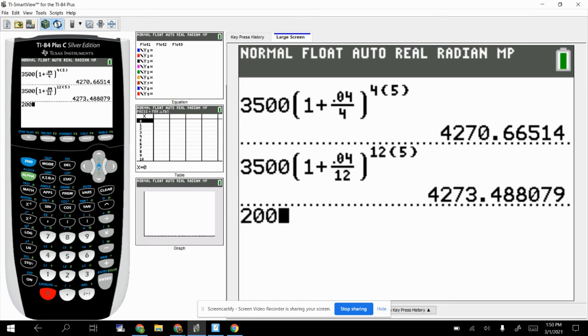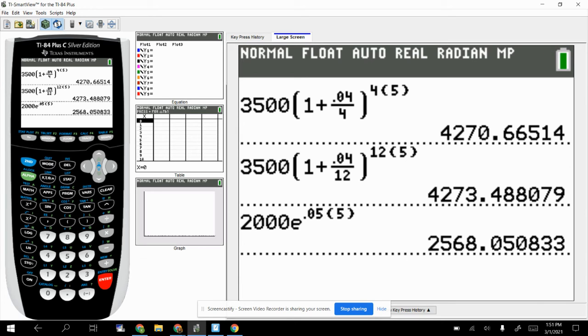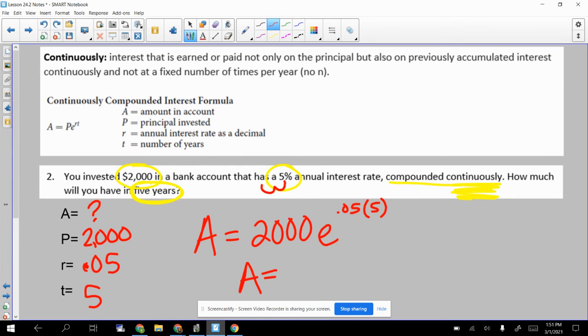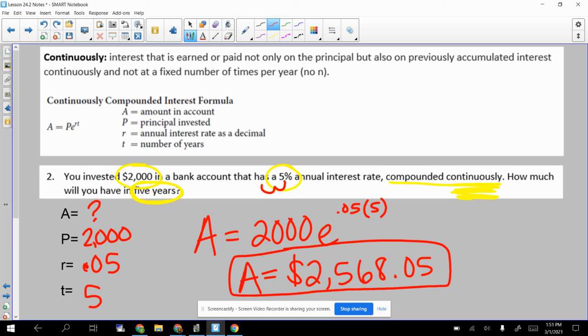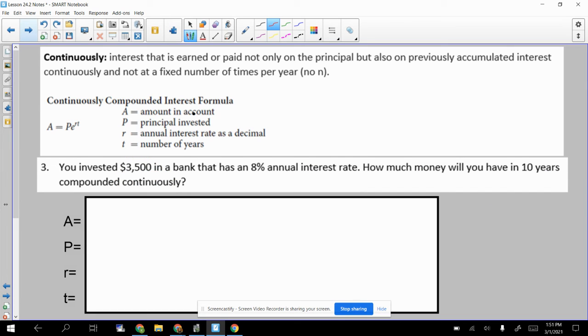So 2,000 times, remember your E is the second ln button, and then to the 0.05 times 5. And so it should look like that, and press enter, and there's your answer. So $2,568.05. And there you go. Okay. So these are pretty quick when you just have to plug the information into the formula. Okay. So I want you guys to go ahead and try this one. Pause the video here.